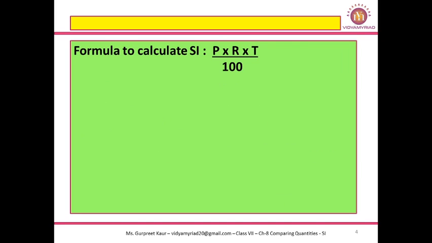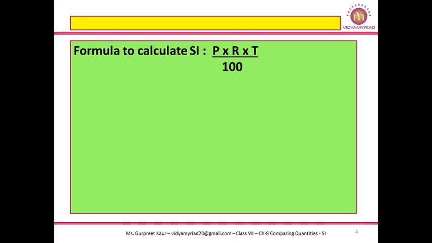Now every time calculating interest year by year is very difficult, so we will put it into a formula, which is: simple interest is equal to P into R into T upon 100, where P is your principal, which will remain the same for all the years. R is your rate, that is the rate percent, 10%, 5% or whatever is given, and T is the time period, that is the number of years for which we have borrowed from somebody. At the end of those years, how much amount is to be paid.